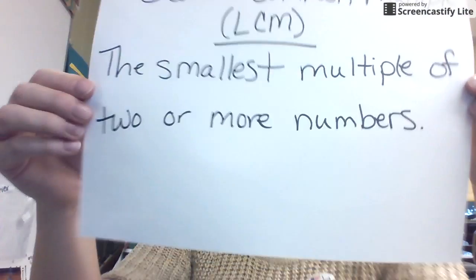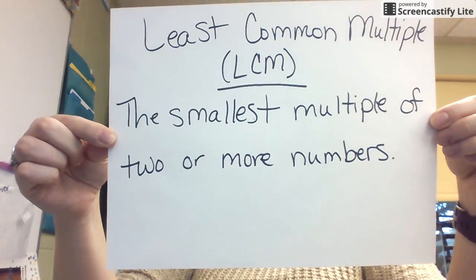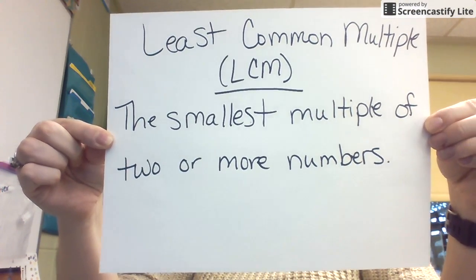The next thing that we need to talk about is least common multiple. Least common multiple is the smallest multiple of 2 or more numbers. You might find that least common multiple is just slightly simpler than greatest common factor because it requires us to do something that we've been doing our whole lives, which is skip counting. So you need to be able to skip count with whatever numbers they give you.